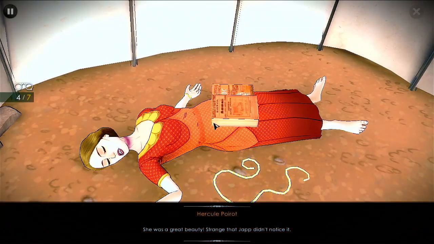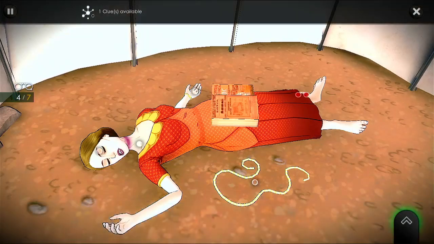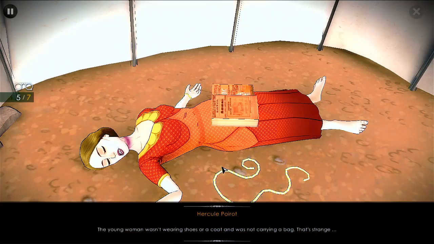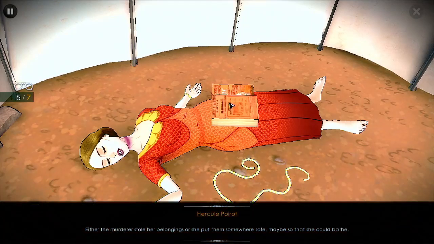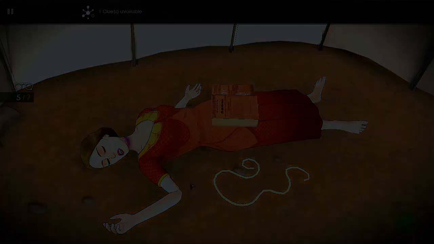She was a great beauty. Strange that chap didn't notice it, being a professional. The feet are bare. The young woman wasn't wearing shoes or a coat, and was not carrying a bag. That's strange. Either the murderer stole her belongings, or she put them somewhere safe, maybe in one of the little beach huts, so that she could bathe. One of the beach huts, maybe.